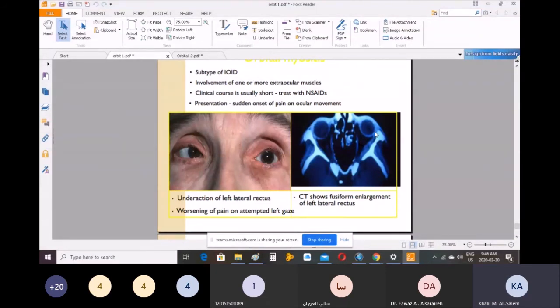So we usually give them NSAIDs, non-steroidal anti-inflammatory drugs. They really work fine. Mobic, ibuprofen, anything that is handy, it will work really fine.